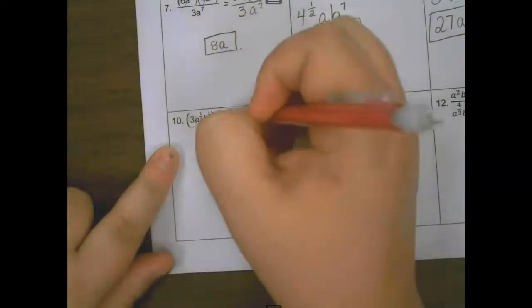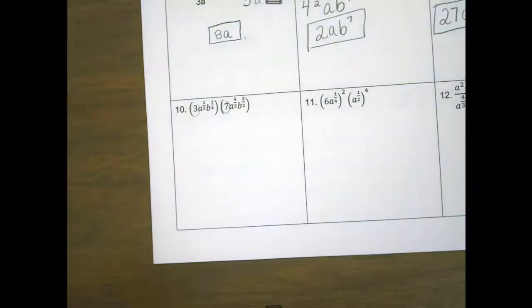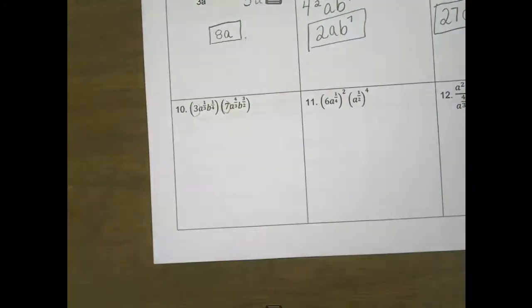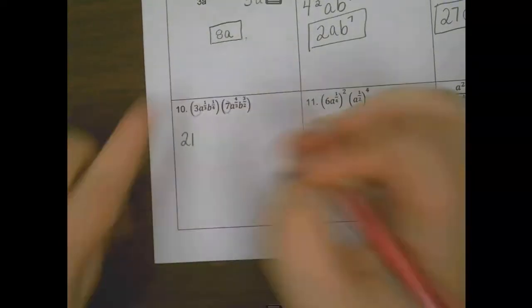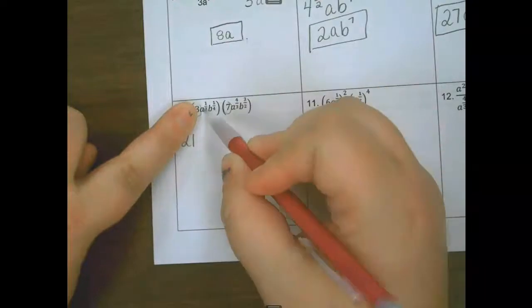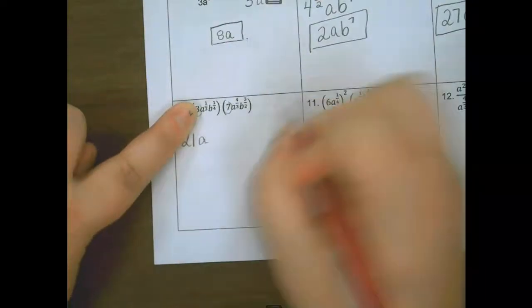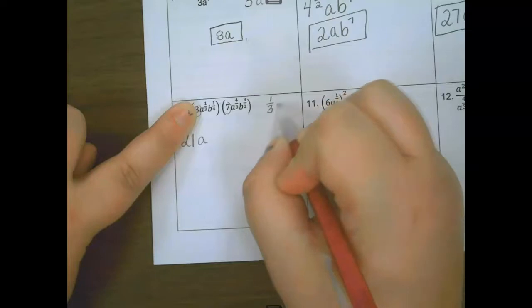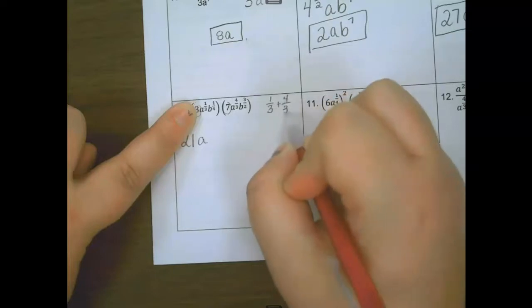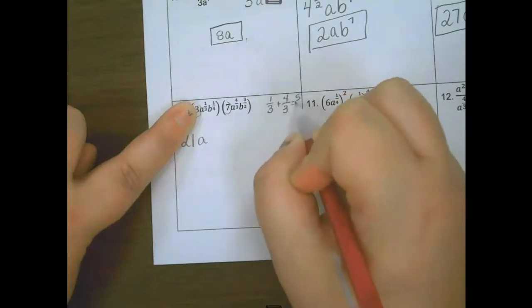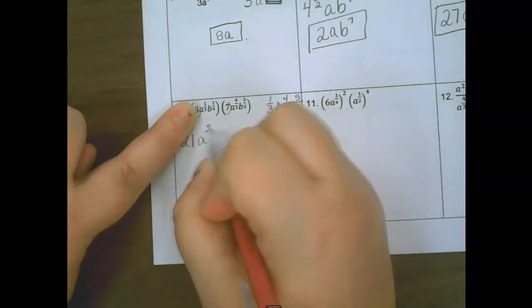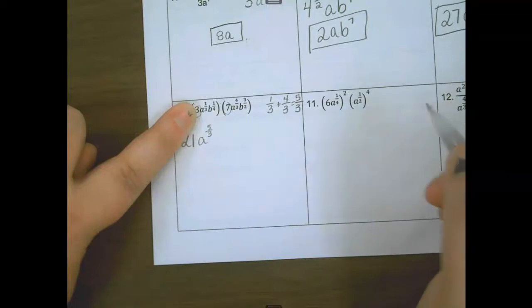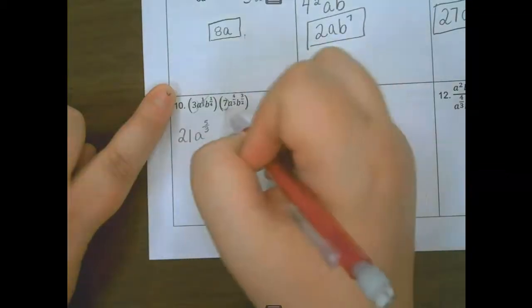Sorry about the bells. All right, so we have 3 times 7, because I worked my coefficients just like they're normal. That's just 3 times 7, 21. For my exponents, though, I'm going to add, since this is multiplication. So 1/3 plus 4/3, keep the denominator, add the numerators. So 5/3, we're going to keep it as 5/3. So I'm done with my a's.